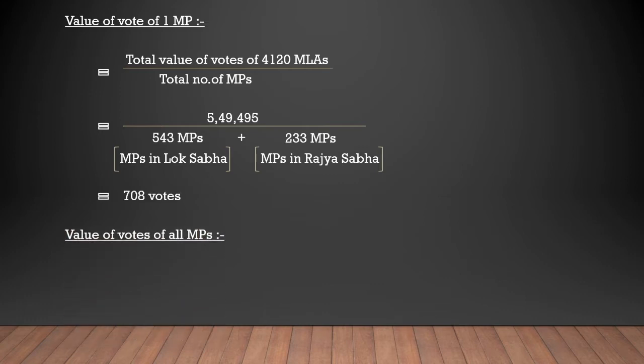Therefore, the value of vote of all MPs would be 708 into 776. This 776 is the total number of MPs of both houses of the parliament. So, the value of vote of all MPs would be 5,49,408.